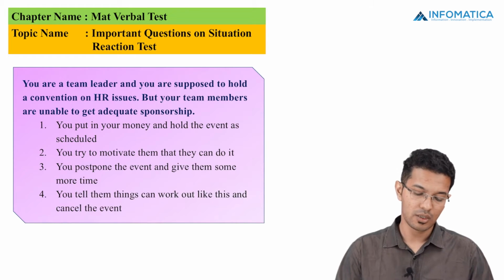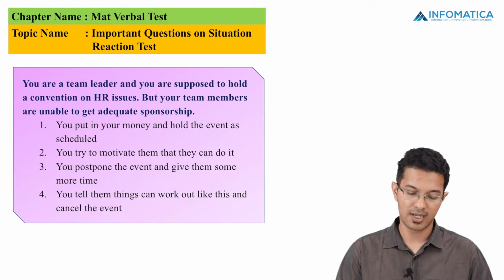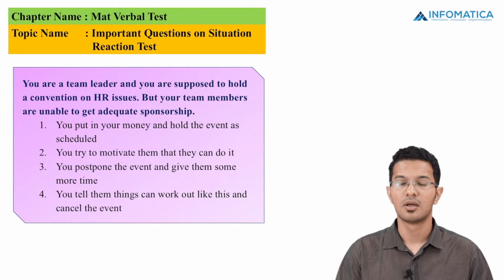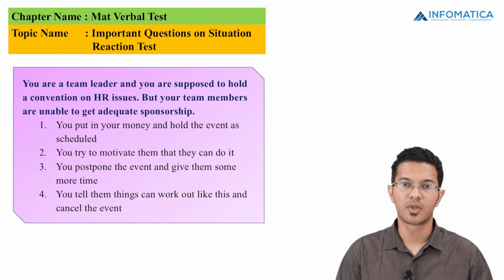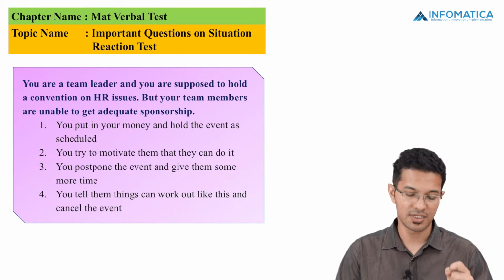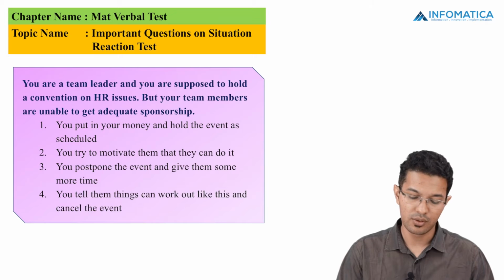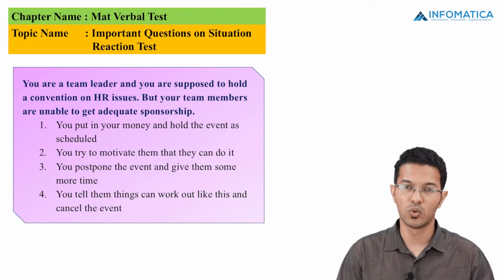Fourth one, again, you tell them things can work out like this and cancel the event. Now your team may or may not take you for granted in such kind of situations, and they will keep making mistakes in such kind of situations. They will try to leave the management, and they also may be lazy in their work. So option 4 is not always the right answer. So the most appropriate answer to this question is option 2, which is you need to try to motivate them that they can do it.